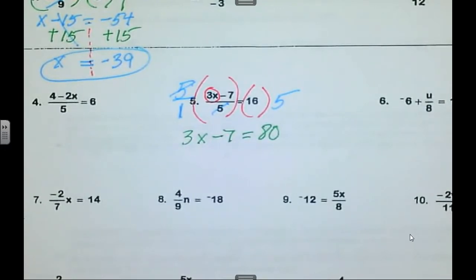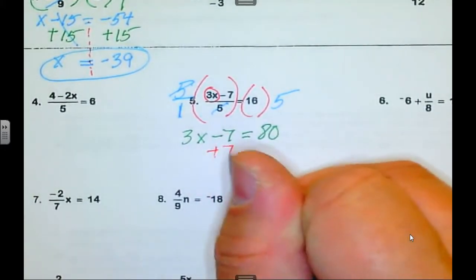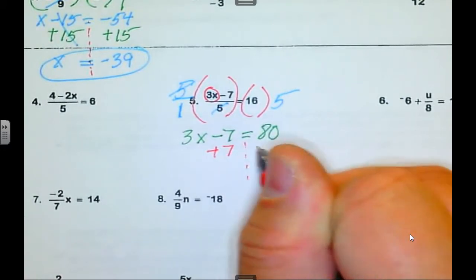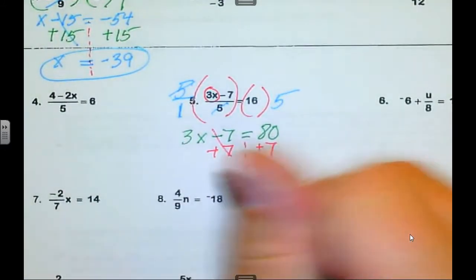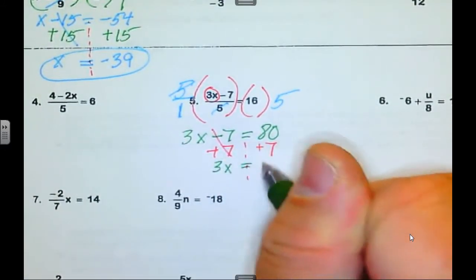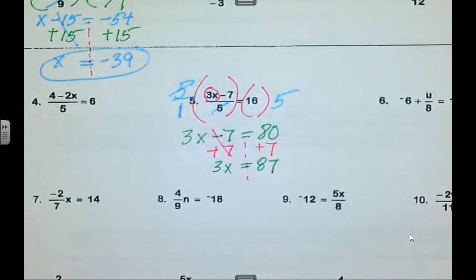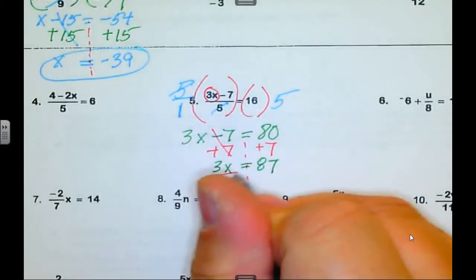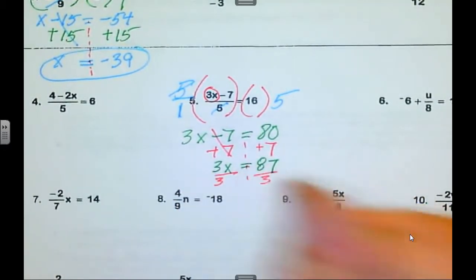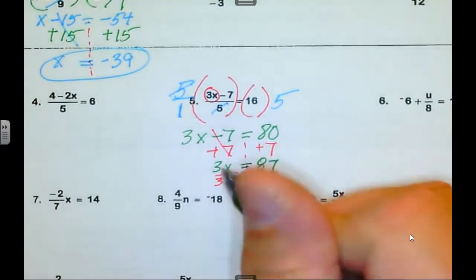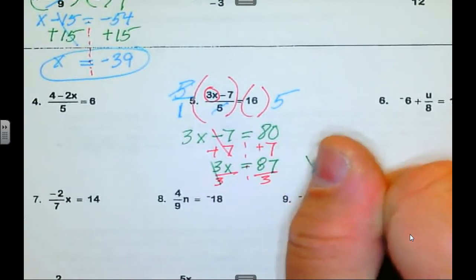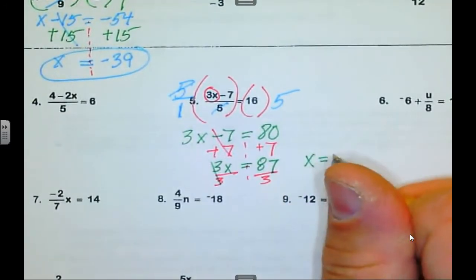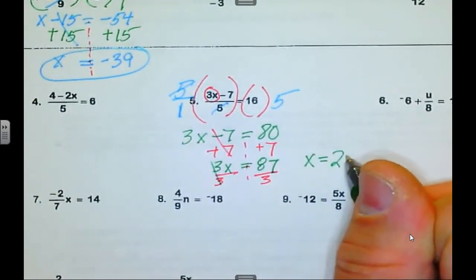And add 7, you get 87. And then divide by 3. Add 7 to both sides. These add up to 0. 3x equals 87. Divide by 3. What do you get, Dewey? 29.